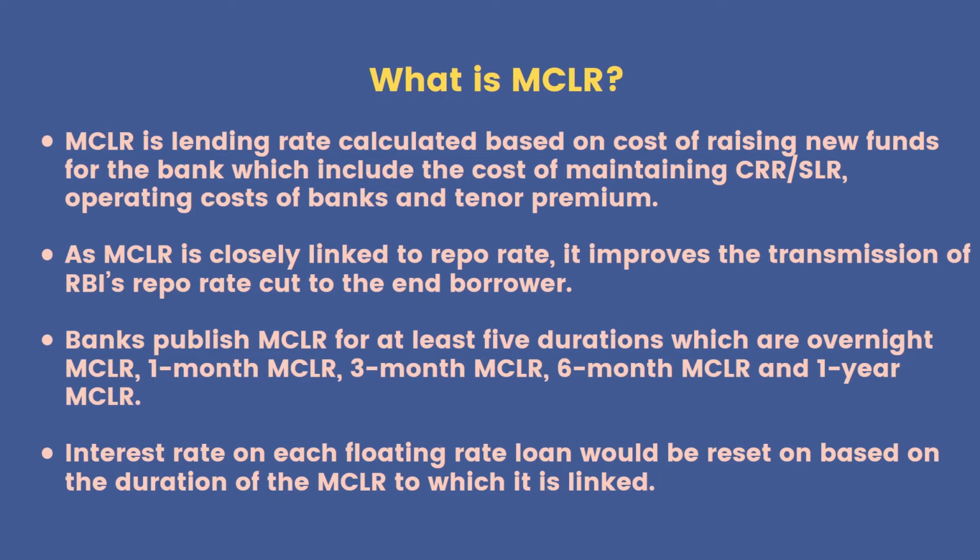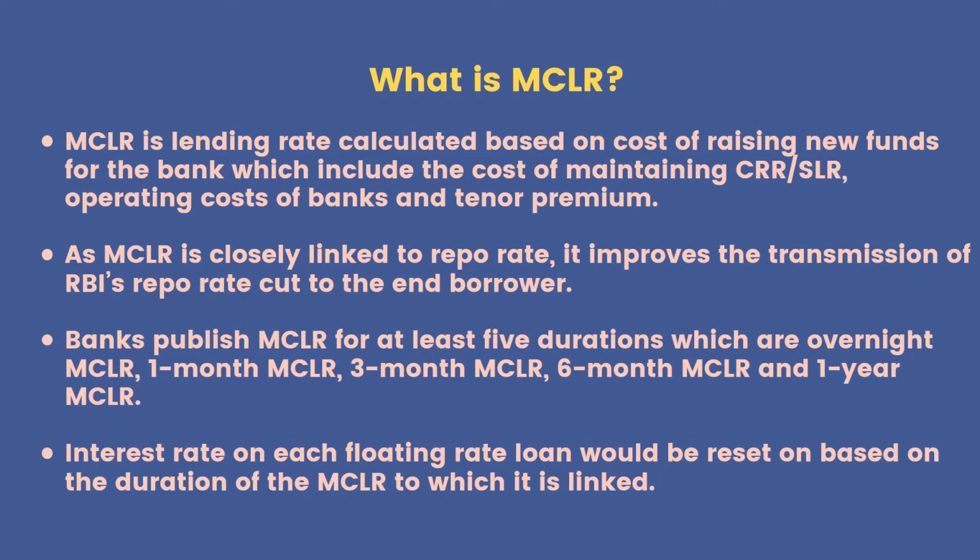Now banks publish MCLR for at least five durations, which are overnight, 1 month, 3 month, 6 month, and 1 year MCLR. So whenever a floating rate of interest is given on a particular loan, this period of MCLR is also mentioned. So if it is 1 month MCLR, every month if the MCLR changes, the floating rate will be adjusted accordingly.